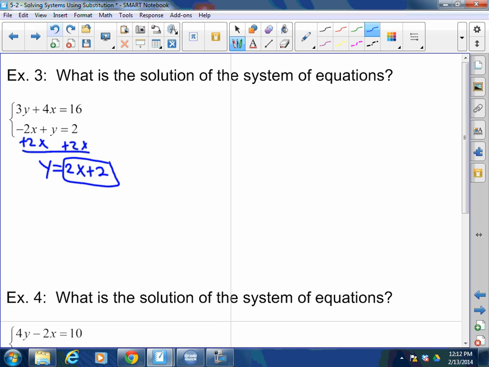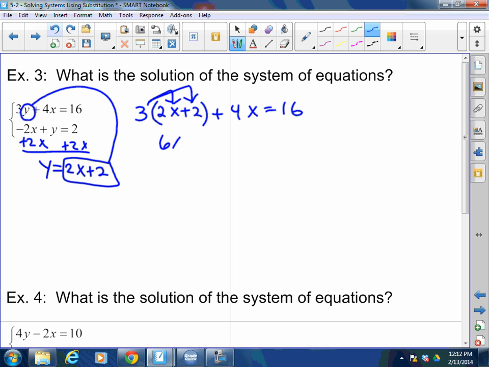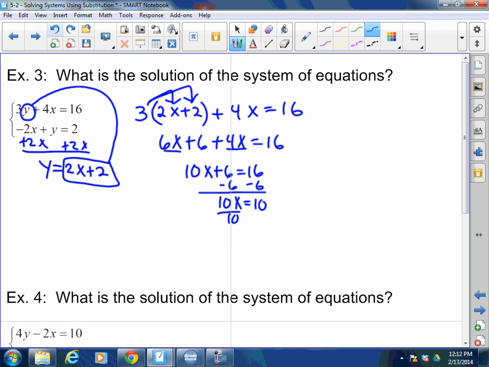This is my y, so I'm going to plug this y into the other equation, giving me 3 times y, which is 2x plus 2, plus 4x equals 16. Solve for x. Please remember to distribute. 6x plus 6 plus 4x equals 16. 6x plus 4x is 10x, plus 6 equals 16. Subtract 6 from both sides. 10x equals 10, divided by 10, x equals 1.